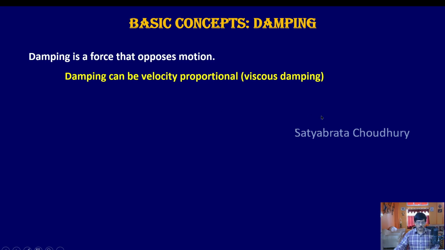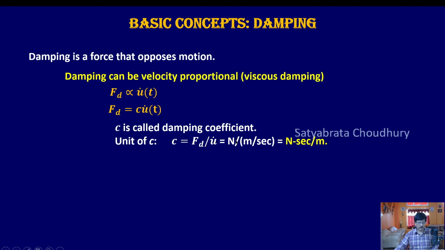Damping can be velocity proportional, which is called viscous damping. Suppose you are moving a plate in a fluid, maybe water or some other fluid of higher viscosity. Then while moving the plate, you will get a resistance, which is called drag. This kind of damping is called viscous damping, which is proportional to the velocity of movement of the plate in the fluid. Fd varies as u dot t. That is, the force in damping is proportional to the velocity. So Fd equals a proportionality constant c into u dot t. This c is called the damping coefficient.